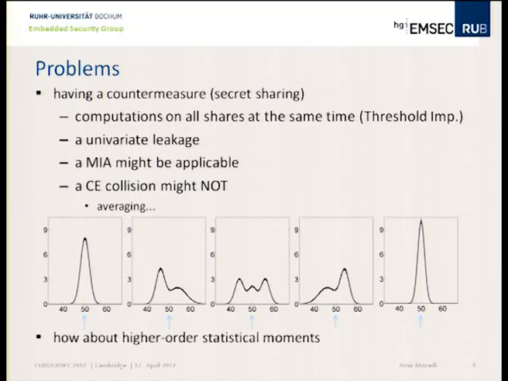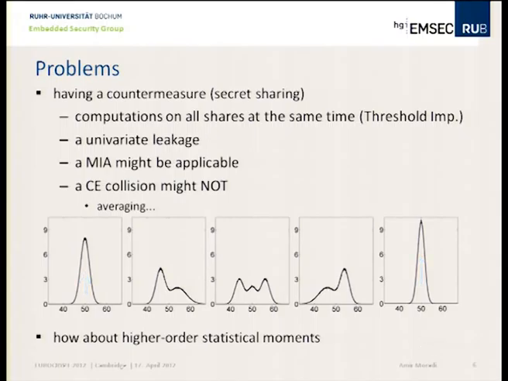But how about the higher statistical moments? For instance, variances. If we look at the variances, we can distinguish these two from these three. Or if we look at the third statistical moment, skewness, which shows the direction of the distributions, we can see here that these two can be distinguished from the others. And also for the fourth order statistical moment, which is called kurtosis, which shows how sharp the distribution is, we can distinguish these two from each other.